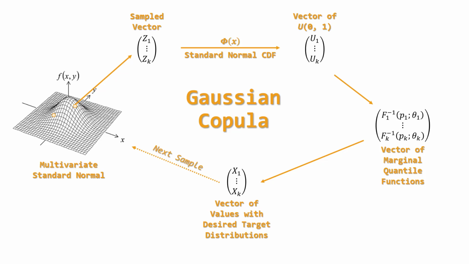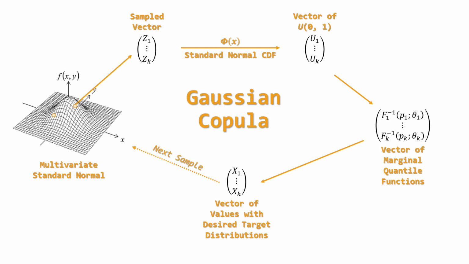The Gaussian copula starts with a multivariate standard normal distribution like the density on the left. First, a sample is taken from this density, resulting in a vector of z values. Next, each z value is converted to a probability using the CDF of the standard normal distribution.